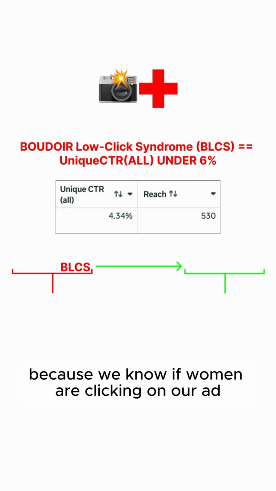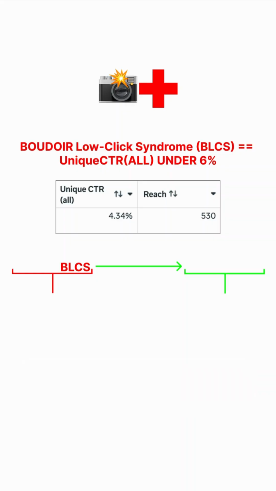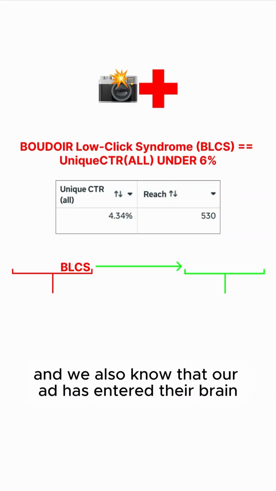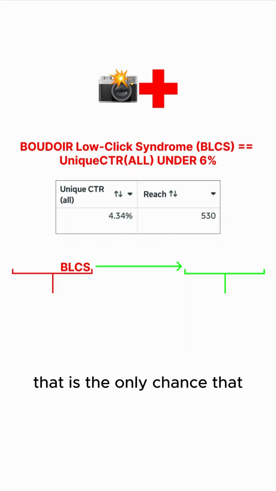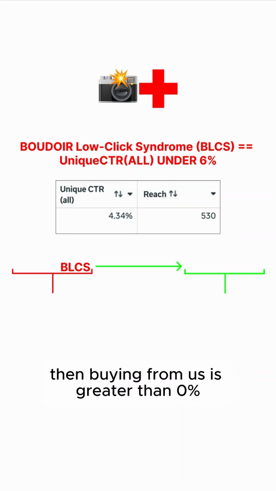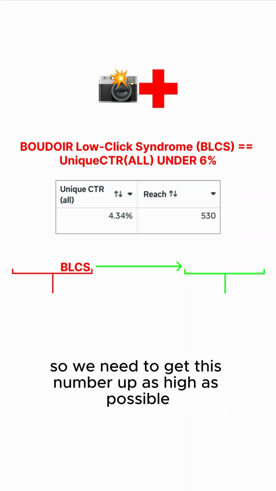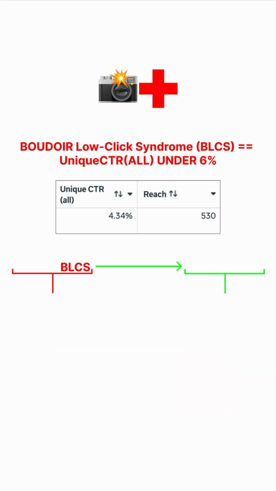Now we care about this because we know if women are clicking on our ad, then they're not scrolling by. And we also know that our ad has entered their brain. And when our ad enters their brain, that is the only chance that them buying from us is greater than 0%. So we need to get this number up as high as possible.